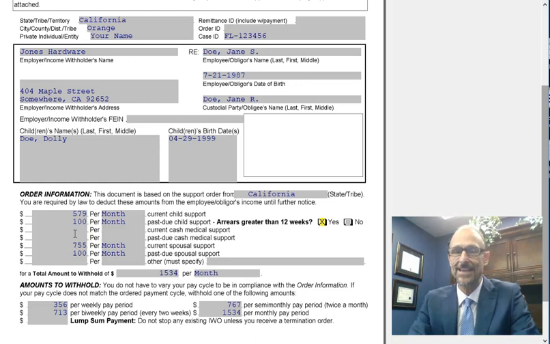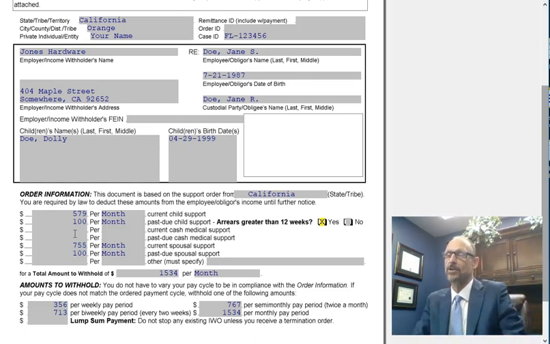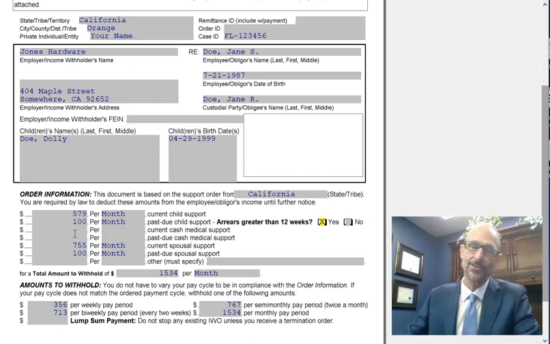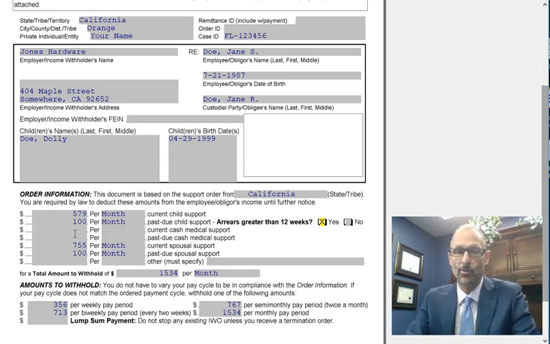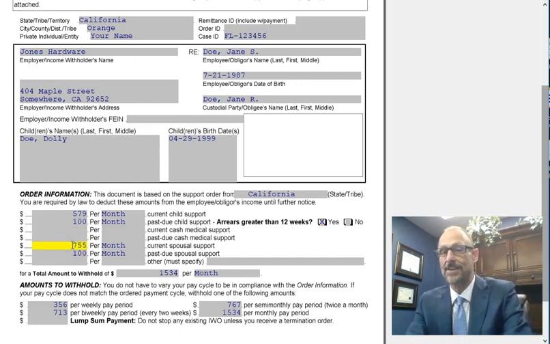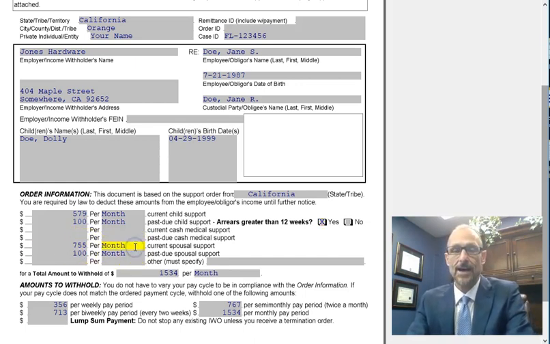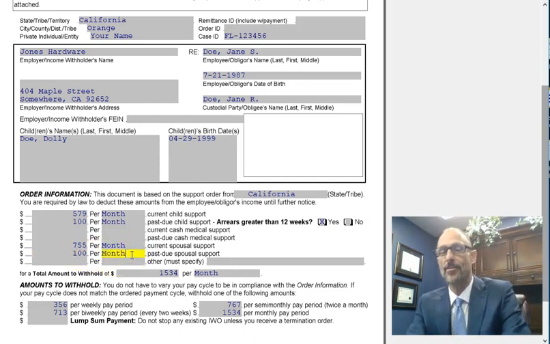All right, then I don't have anything in here for current cash medical support. I don't have anything in here for past due cash medical support. That might be if you got an order because you paid $2,000 or $3,000 worth of medical costs, and now the other side owes their half of that, and the judge orders it. That would go here. Under current spousal support, I just used an example of $755 a month. And then under past due spousal support, again, we got that order for $100 a month for arrears in my example. So I put $100 a month there.